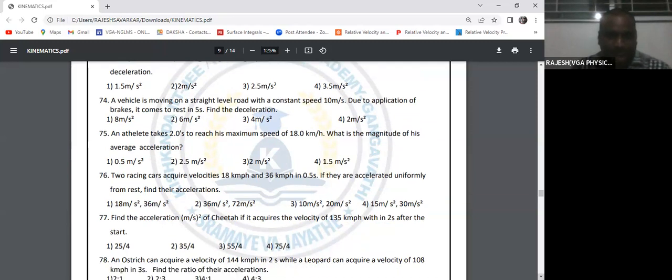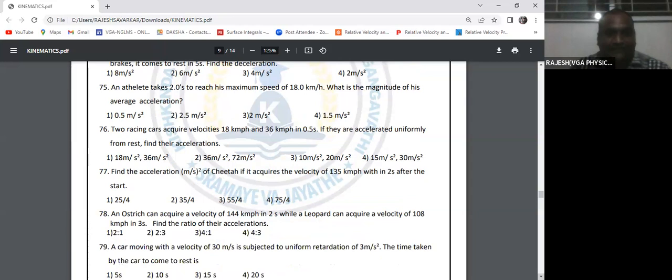And as it takes 2 seconds to reach its maximum speed of 18 km per hour, then you have to convert the unit. 18 km per hour means 18 into 5 by 18 meter per second. So 5 meter per second. What is the magnitude of his average acceleration? That is 5 by 2, 2.5 meter per second square.